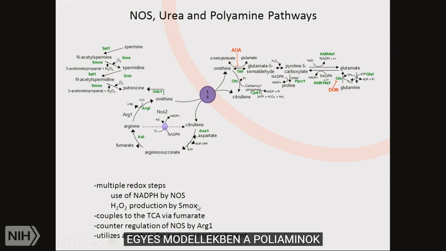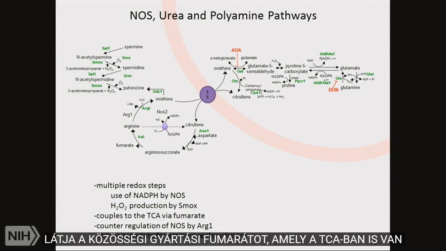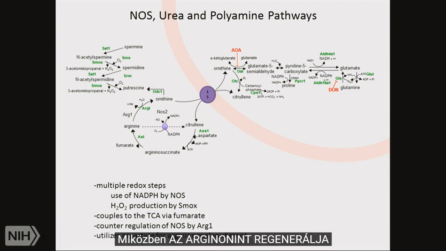So it couples to the TCA by fumarate. So you'll see the common name fumarate that I showed you is also in the TCA. So while we're regenerating arginine, we can then promote over and regenerate or run the TCA by using fumarate.